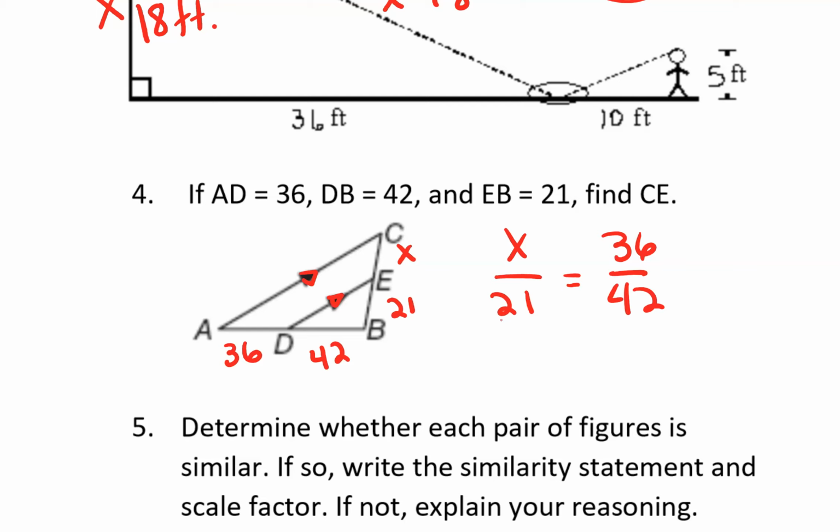So let's cross multiply. 21 times 36 equals 756. So 42x equals 756. Divided by 42 equals 18. So CE would be 18.